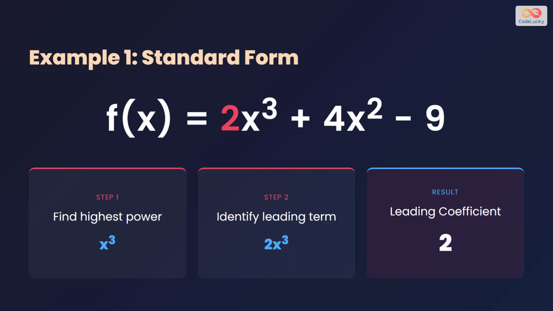Let's look at an example. Here we have 2x cubed plus 4x squared minus 9. The highest power is 3, so the leading term is 2x cubed. Therefore, the leading coefficient is 2.